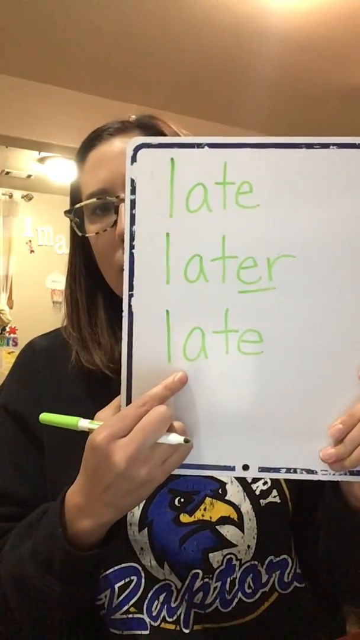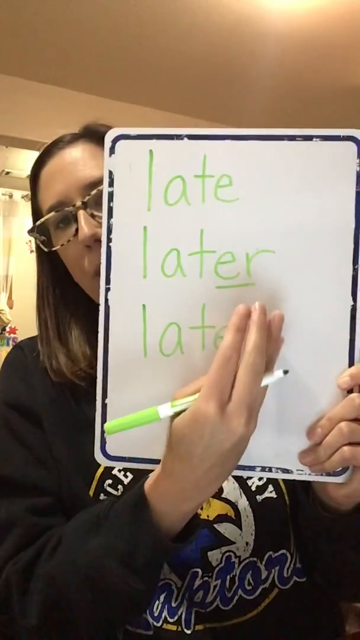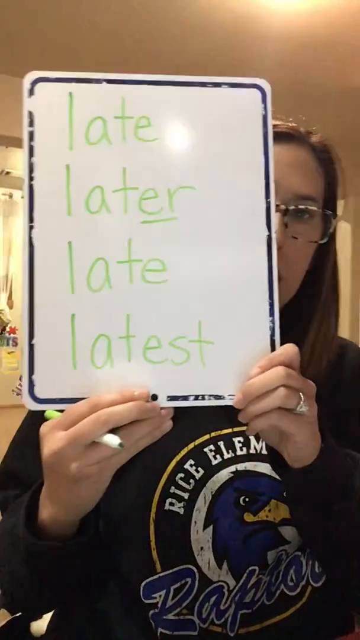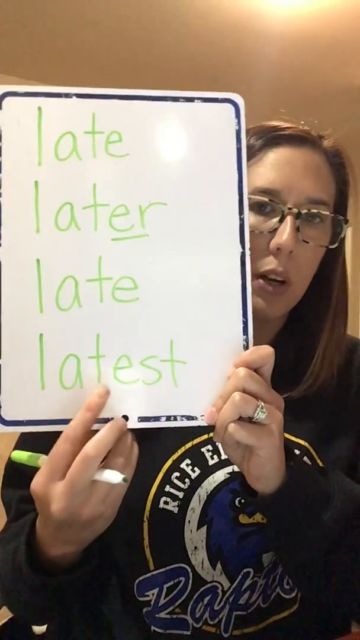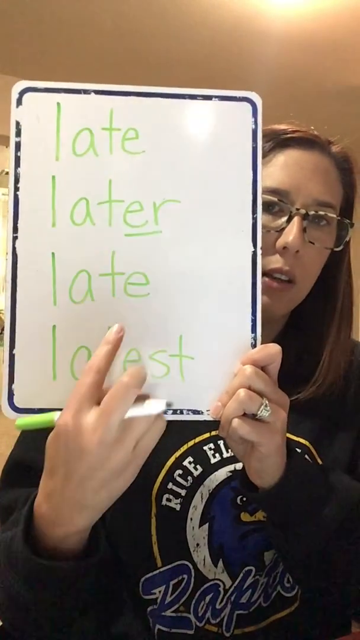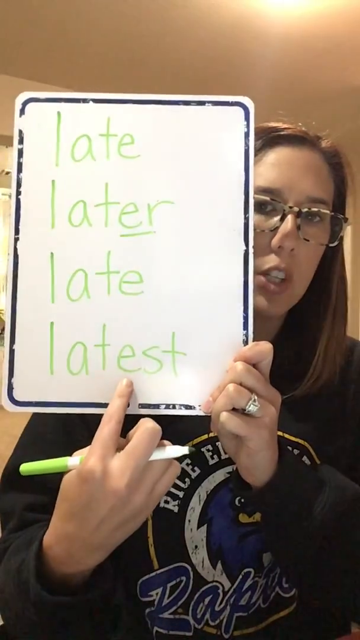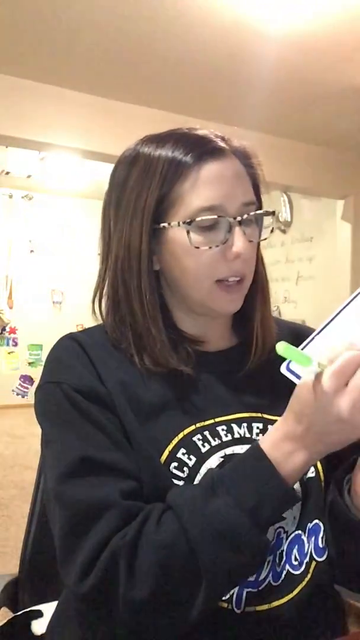Okay, same thing with the EST. If I start with late, I need to take away the E to add the EST. Latest. And it looks like that. So there is not a double E, even though our original word had an E. We just add our endings. Latest.